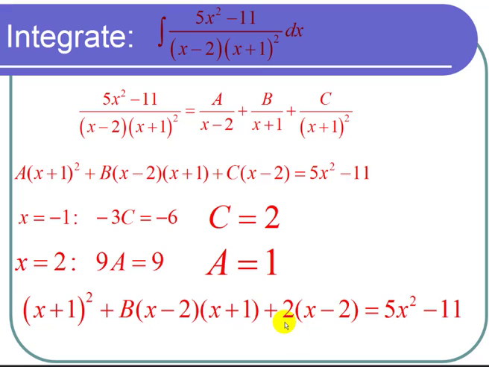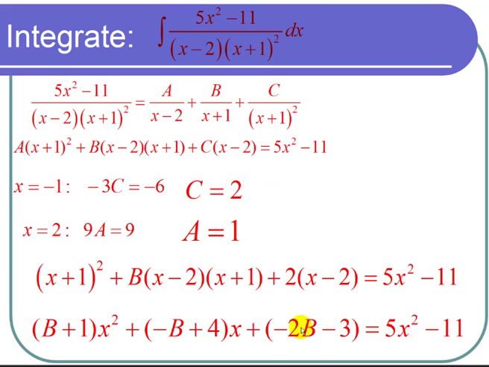The next step, and I did a lot of work, and I'm just going to show you the next line. What I did is I FOILed this first term out, I FOILed the second term out, I multiplied the third term out, and then combined like terms. And what I got was B plus 1 times x squared plus a negative B plus 4 times x plus a negative 2B minus 3 is 5x squared minus 11.